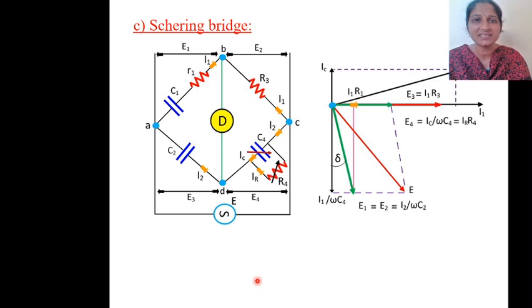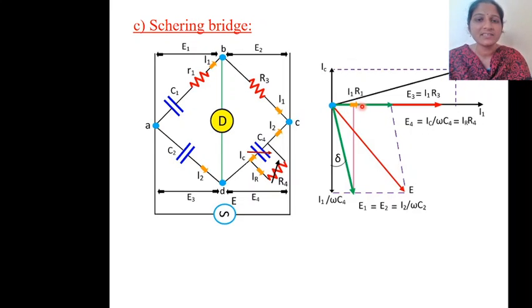So first study what the phasor diagram is here. While studying the phasor diagram, first represent the reference vector. Always consider the current as the reference vector. Here I am considering I1 as the reference vector. So I1 is in this direction, so I1 R1 will also be in the same direction. Then I1 by j omega C1: 1 by j represents 90 degrees downwards, whereas j represents 90 degrees upwards.